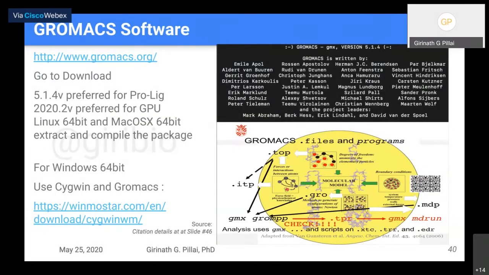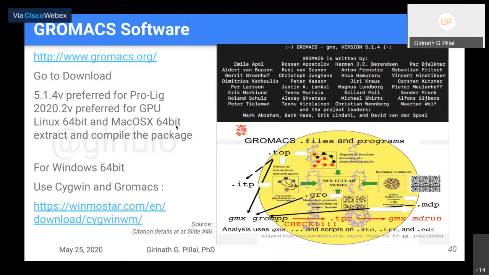So coming to GROMACS, you can go to gromacs.org in order to download the software. Now I have to tell you some specific requirements. If you're working on protein-ligand interaction studies and you really want to work on MMPBSA, then you have to download only version 5.1.4, because the MMPBSA code will support only this particular version. But if you're not worried about MMPBSA, other protein-ligand interaction simulations are fine, and you're going to scale it on GPU, the 2020.2 version is also recommended. Unfortunately, this does not work in Windows. It is all in Linux and Mac OS 64-bit.